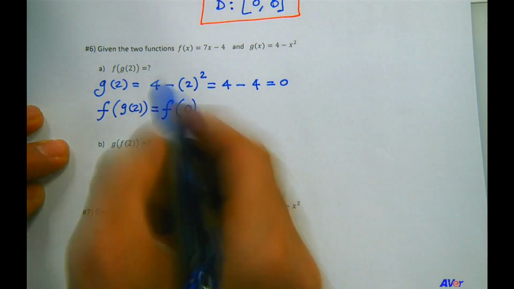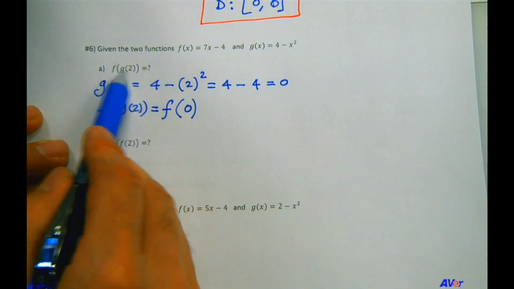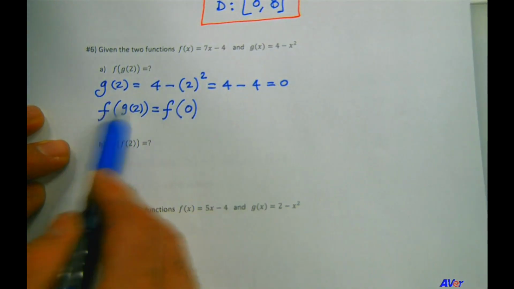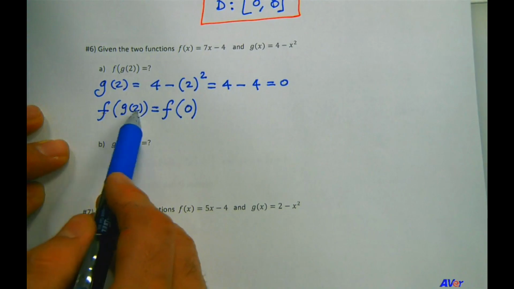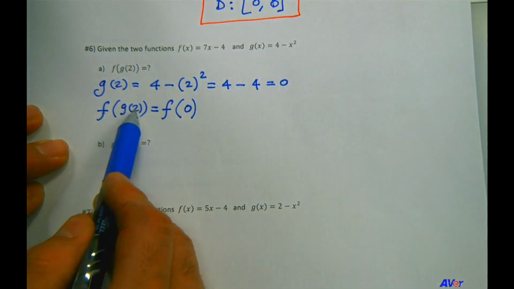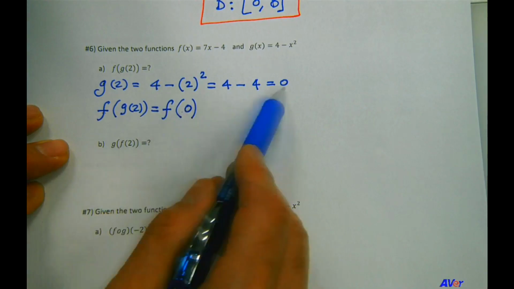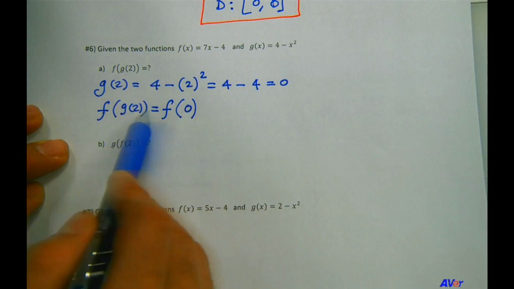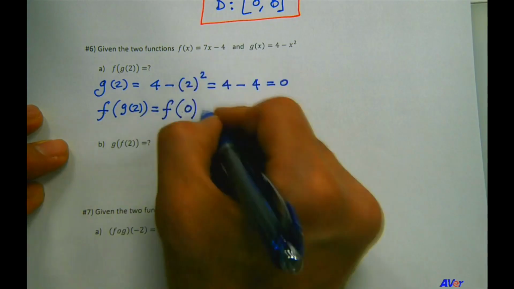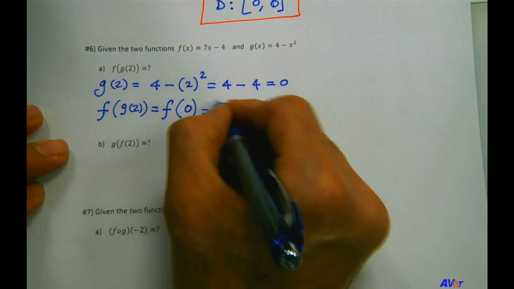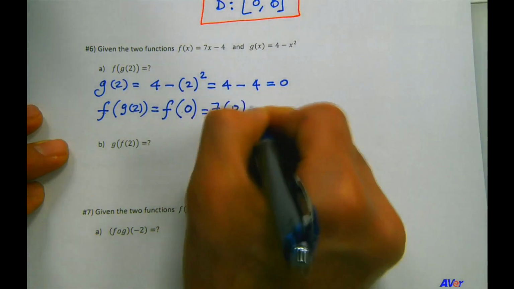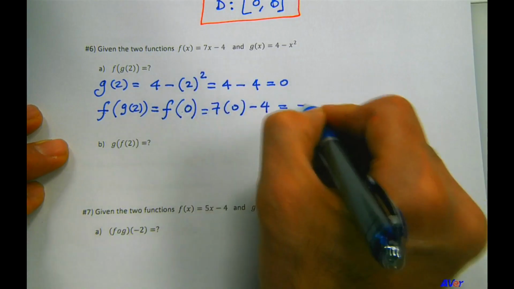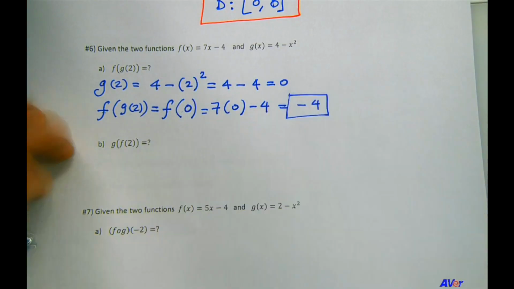I hope you are following this, right? We calculated function g at 2, it's 0. So the composition of f at g at 2 is equal to f at 0, because g at 2 is equal to 0. So I just replaced that with 0. Okay, so then let's replace x in f with 0. So we have -4. So that's the final result.